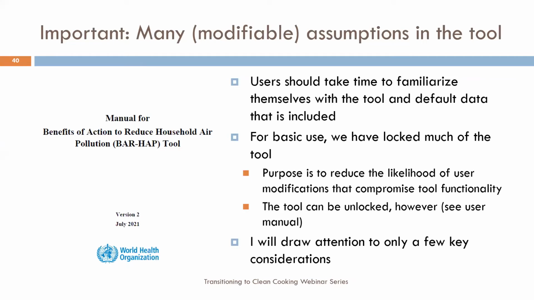For basic users who are not likely to make structural changes to the tool, we have locked the model to reduce the likelihood of user modification that could compromise its functioning. But the tool can be unlocked by anyone, and the password is in the user manual. Advanced users may want to improve on some aspects of the tool. They may question some of the assumptions that we've made, and we encourage such improvements and experimentation from those who would like to try. We also hope that you'll communicate with us when you see something that you think should be modified. Today, I'll highlight a few additional key considerations around model assumptions. Next slide.